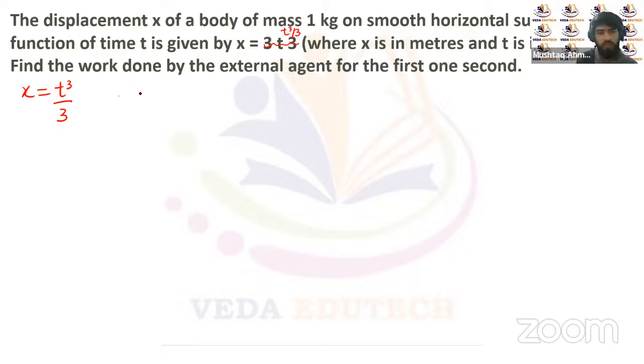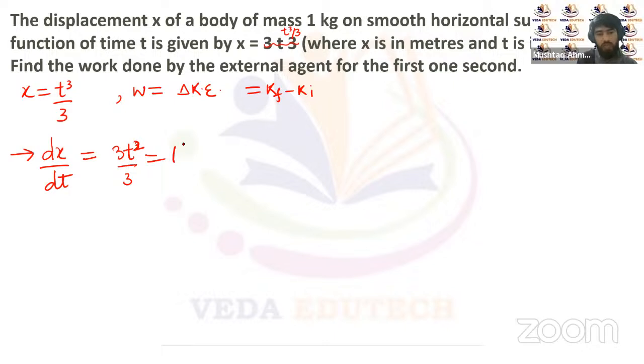Now we can once again apply the work energy theorem. Work done is equal to the change in kinetic energy, that will be equal to final kinetic energy minus initial kinetic energy, right? Now, to calculate the change in kinetic energy, first of all we'll calculate the speed as a function of time. So we'll take the first derivative of x with respect to time, which will give us the speed. It will be 3t square upon 3, so that will be equal to t square. So this will give us the speed of this body at any instant.